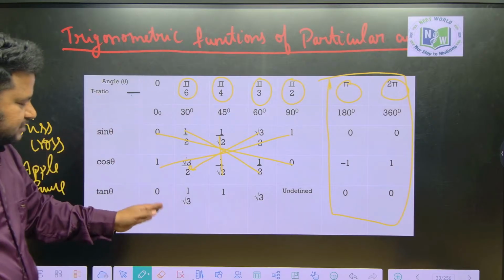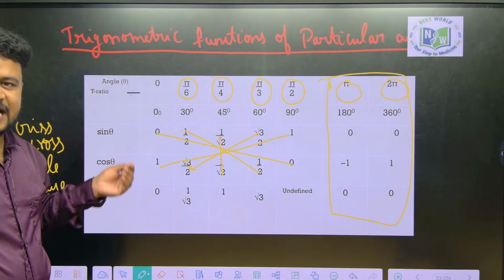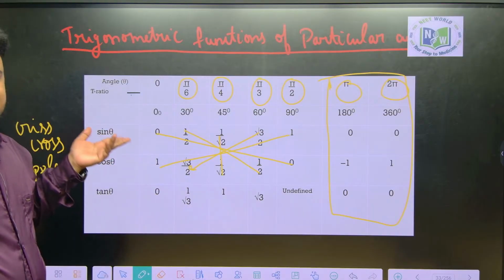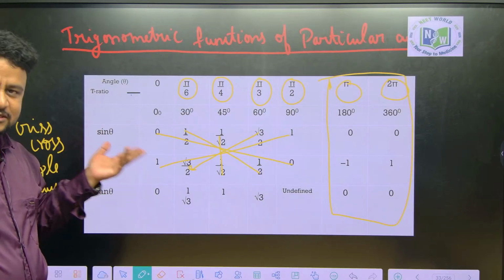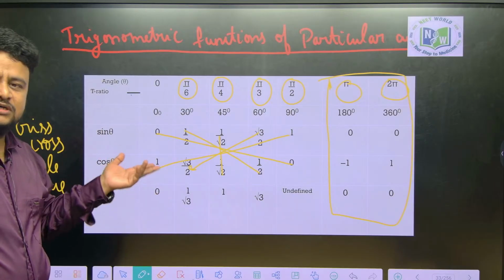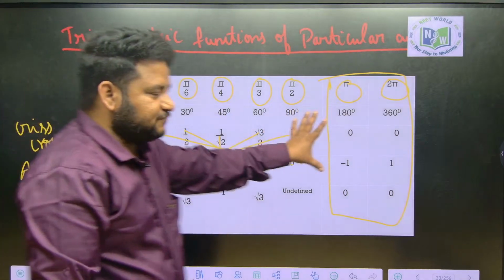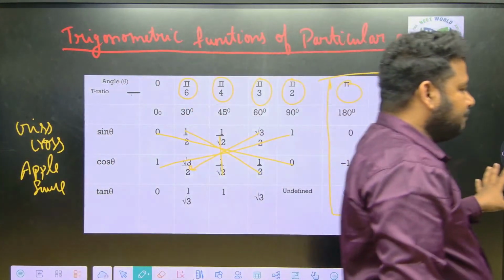That is tan, because tan and cot are quotient relations. Tan theta can be written as sin theta by cos theta. You know that cot theta is the reciprocal of tan, that is nothing but cos theta by sin theta. Now come to this, very important.